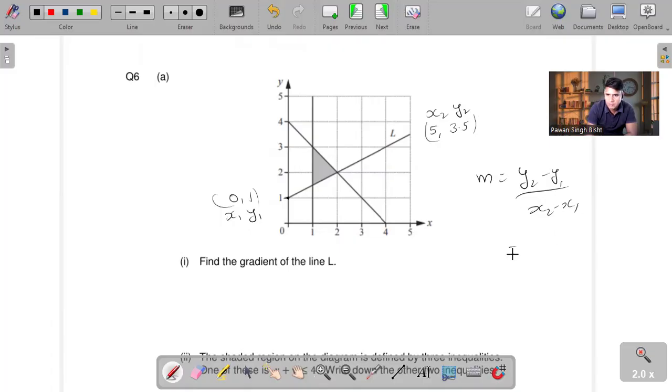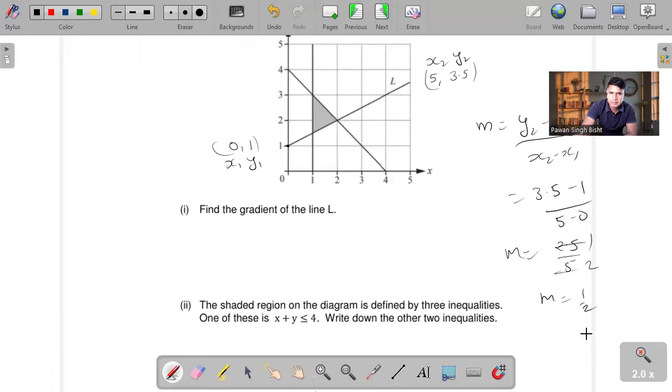The formula for gradient is y2 minus y1 upon x2 minus x1. So this is x1, y1 and this is x2, y2. You apply the gradient formula: 3.5 minus 1 upon 5 minus 0. So 3.5 minus 1 is 2.5 upon 5. Now 2.5 times 2 is 5, so m is 1 upon 2. So we got the gradient, right?